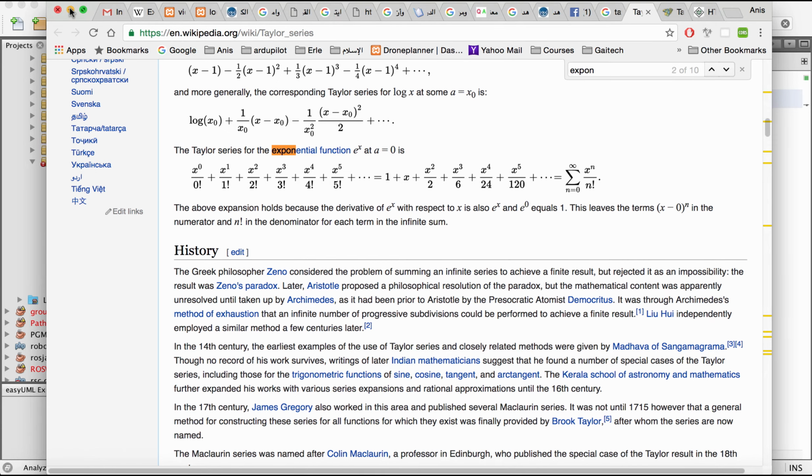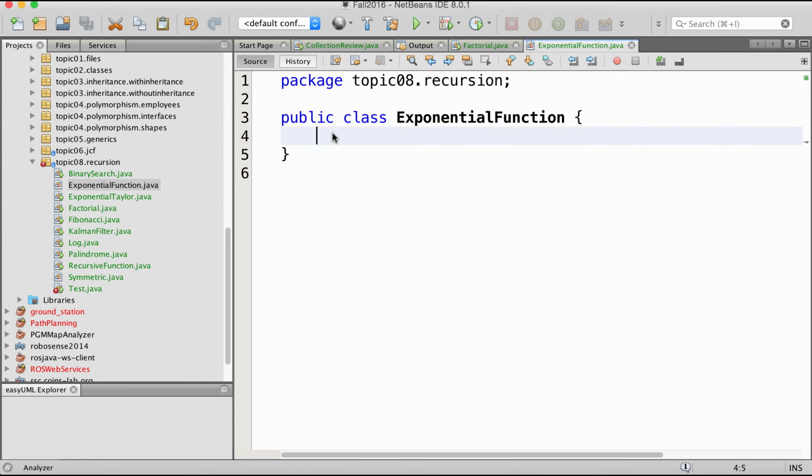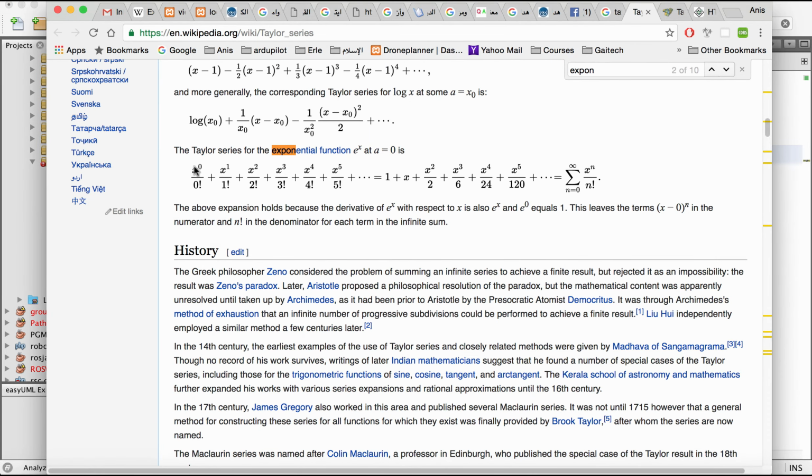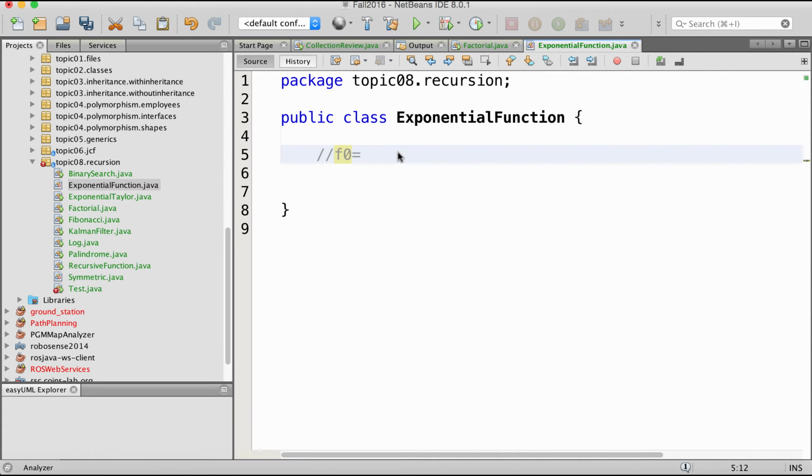So how to do this? If we're going to write f(n), so what is f(0)? In recursion we have to always start from 0, from 1, from 2 and so on, in order to formulate our base case, and then after the base case we're going to find the general expression. So f(0) is going to be equal to not 1, but x^0 divided by 0 factorial.